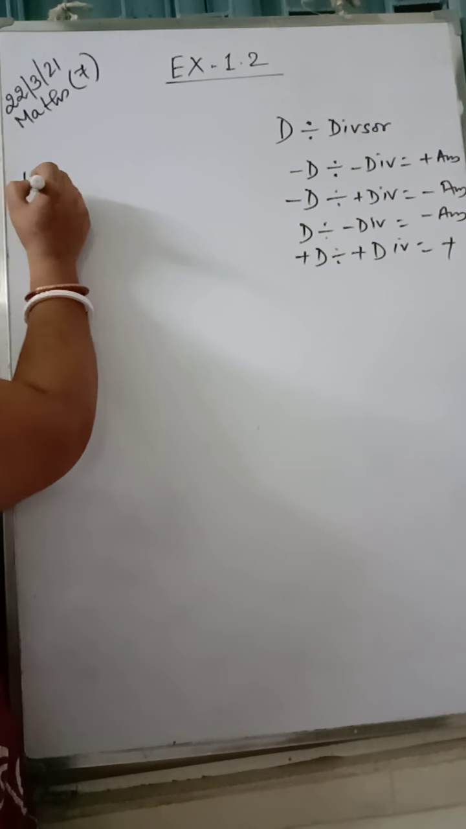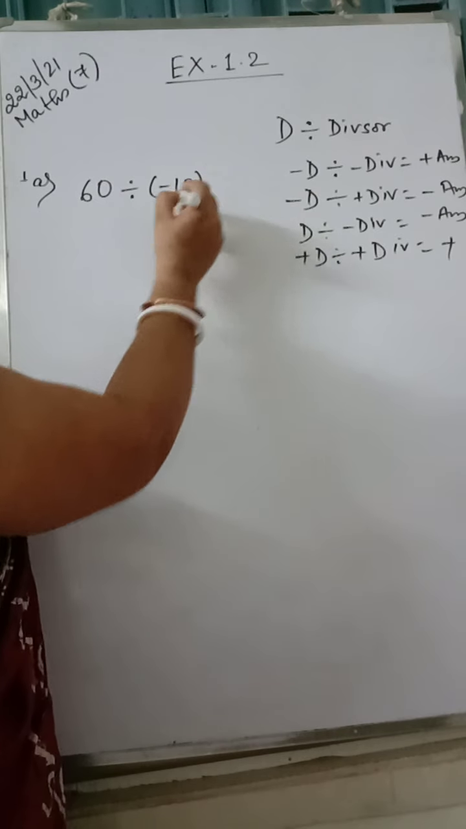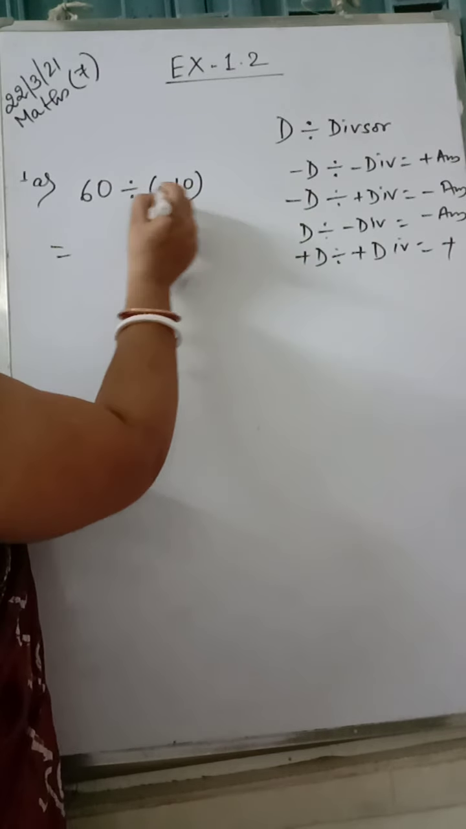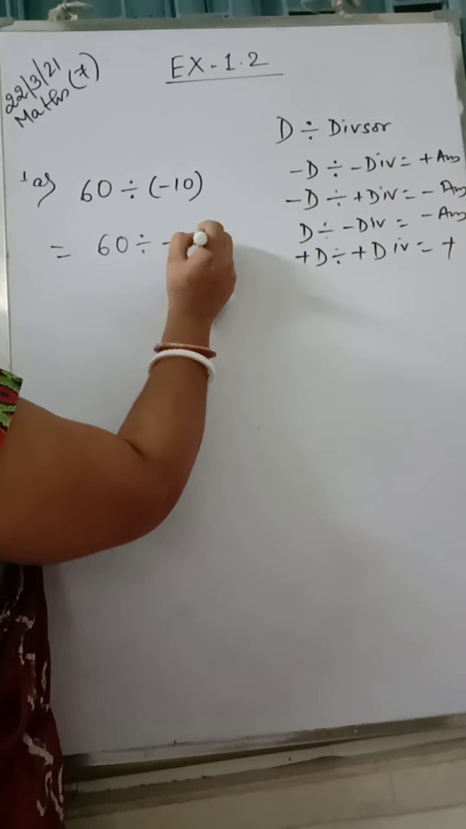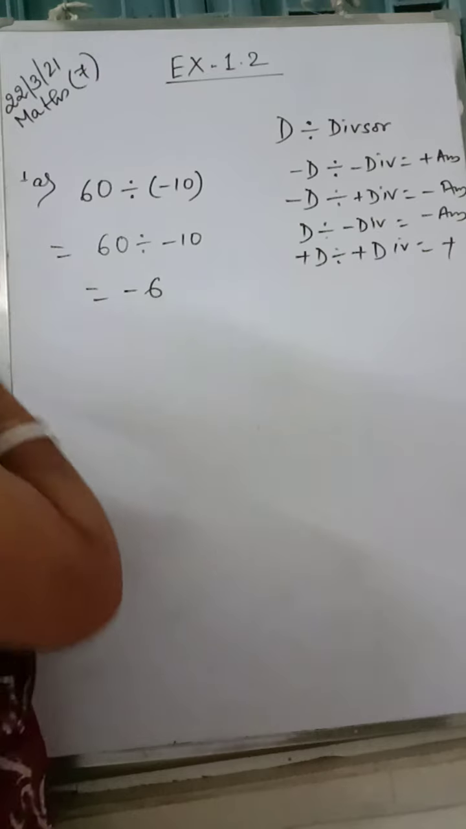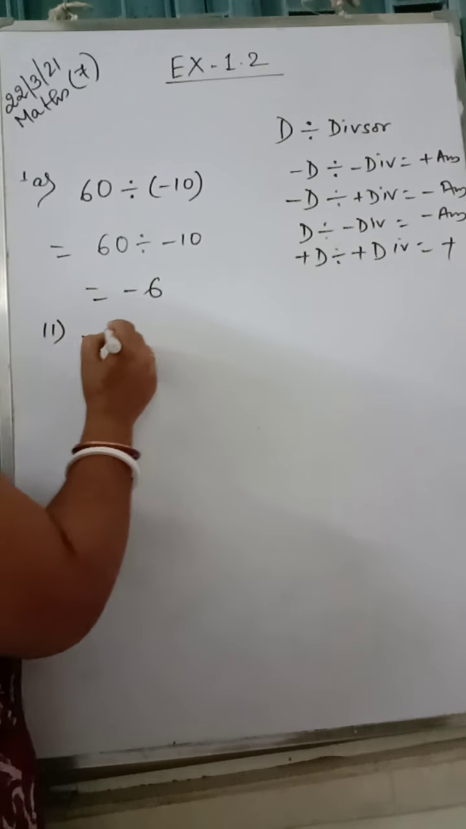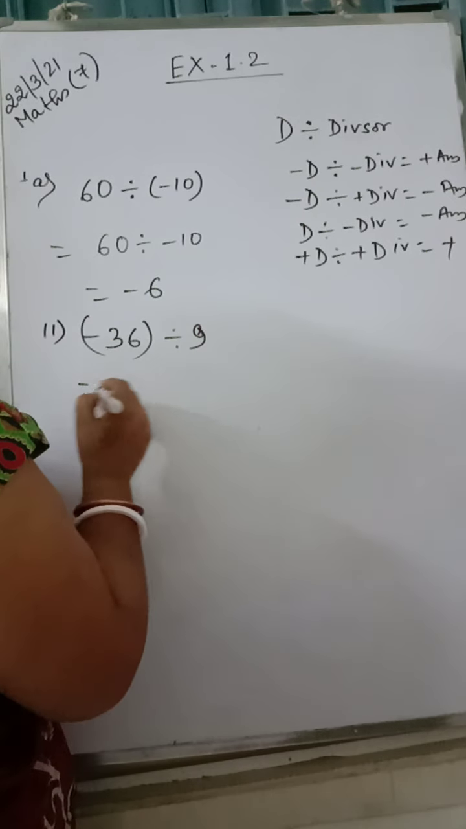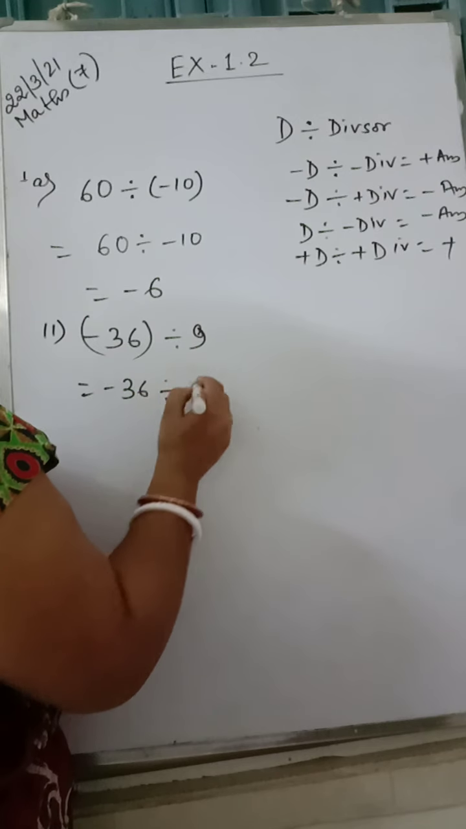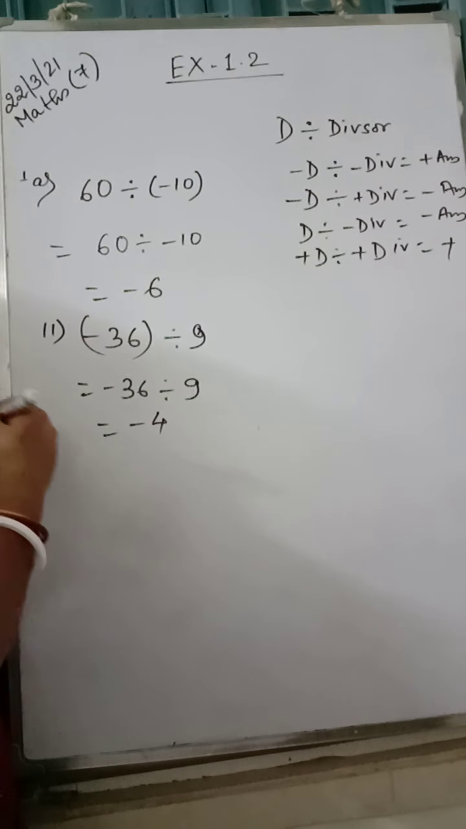Now you see 1a, it is given 60 divided by minus 10. So we know 10 sixes are 60. We'll write 60 divided by minus 10, and it gives you minus 6, because one is negative. Look at number 2: minus 36 divided by 9. Here the dividend is negative, so the answer is negative. 9 fours are 36.